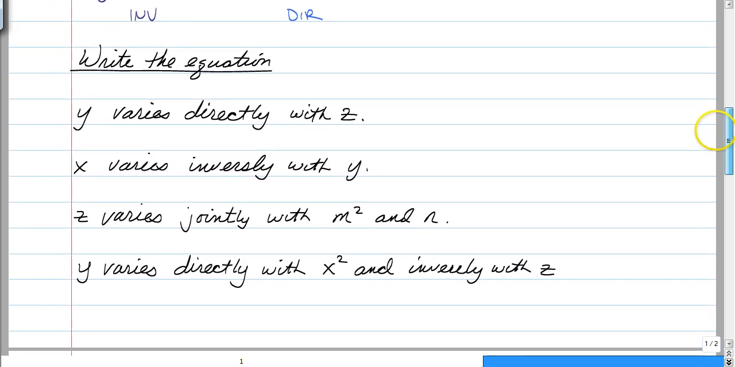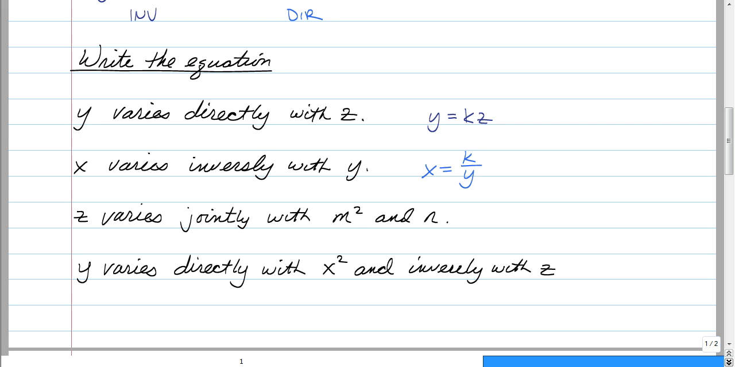So how do we write an equation? Well, remember, when it says y varies, that's like saying y is equal to. Now it says directly with z. Remember, directly is multiplication. So this would be your constant times z. So y is equal to k times z. In the next example, x varies inversely with y. So that was when we took our constant and divided it by the other variable. So this is x is equal to k divided by y.